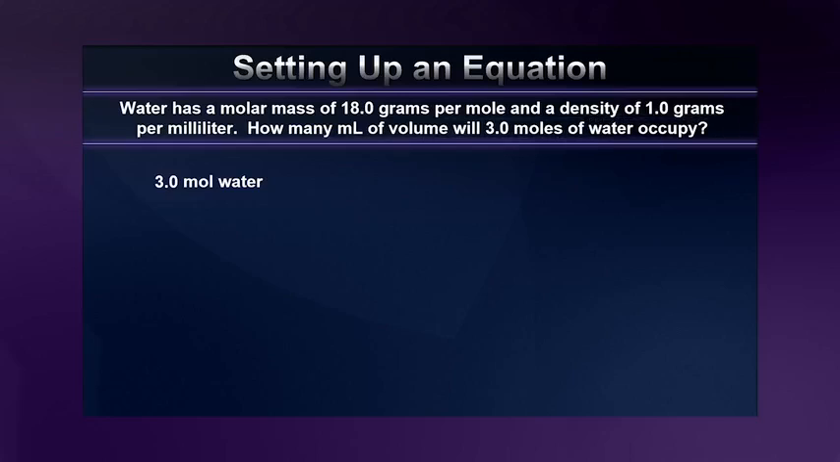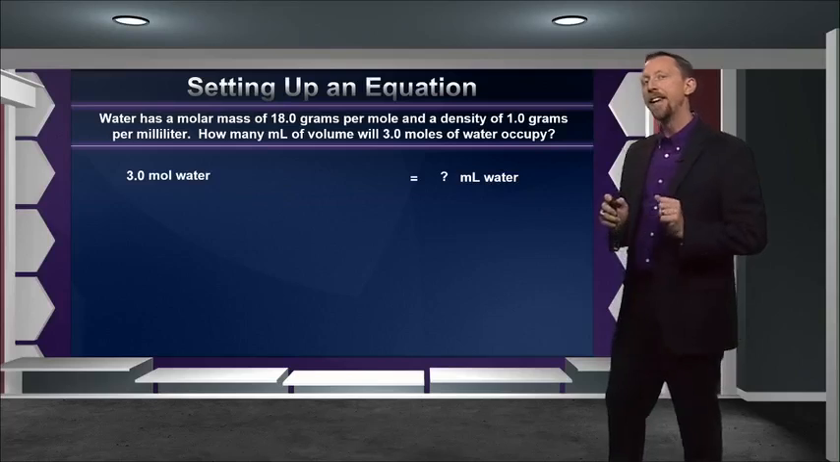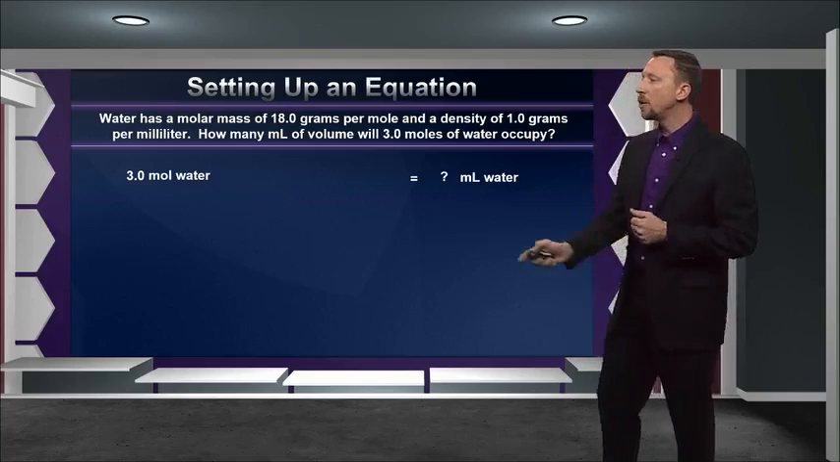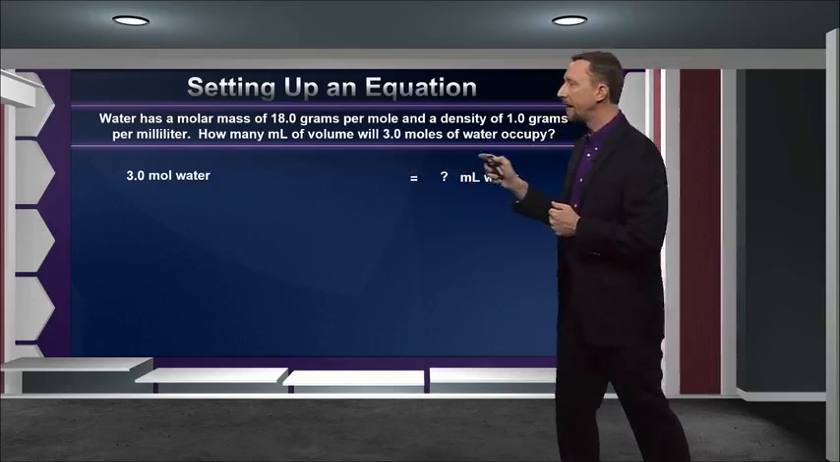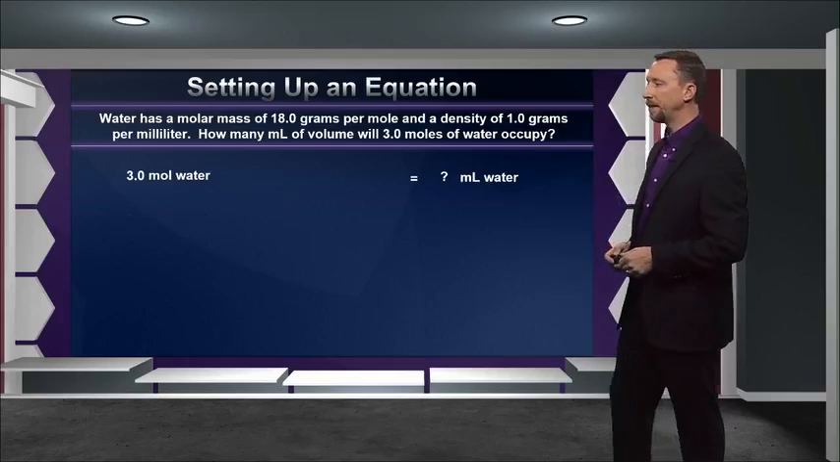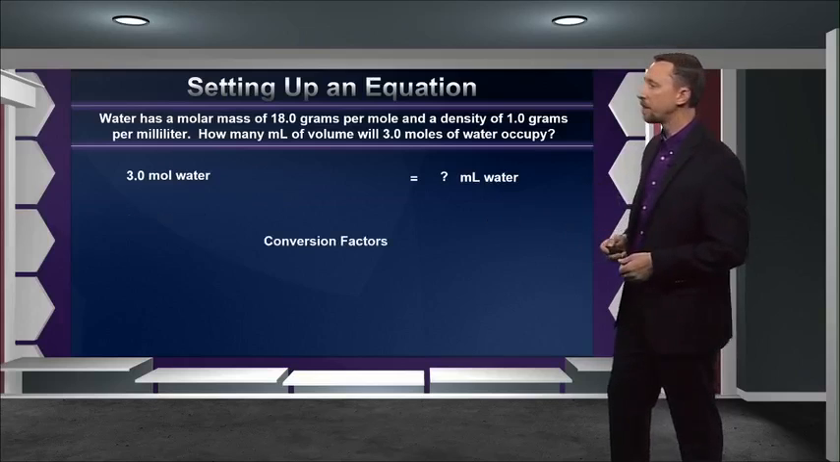Well, again, we're going to start with what we know. 3 moles of water. We're going to ask ourselves, what's the goal? To calculate the number of milliliters of water. And now I have to find those conversion factors which will help me to cancel out moles of water and give me milliliters of water. So let's begin by creating some conversion factors.